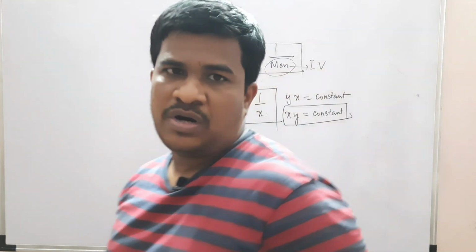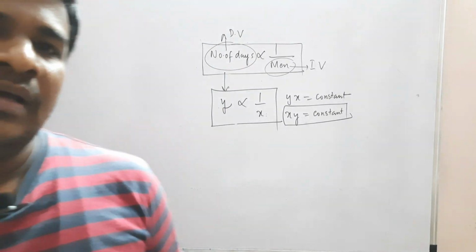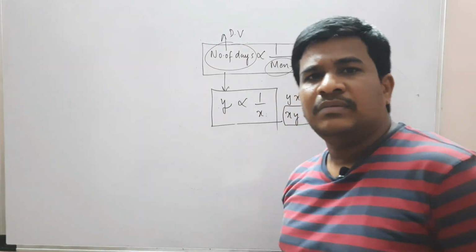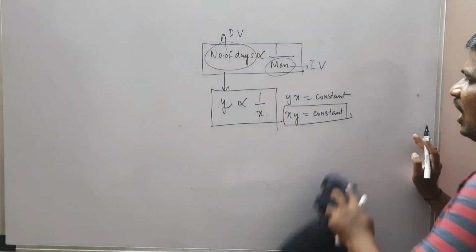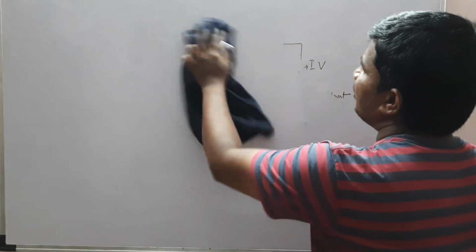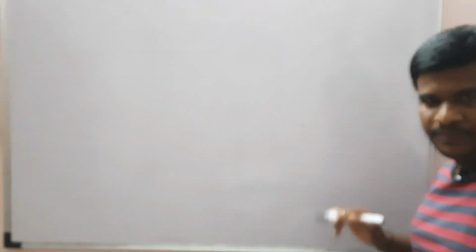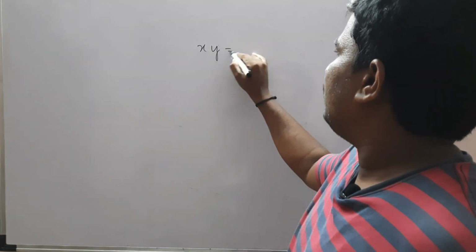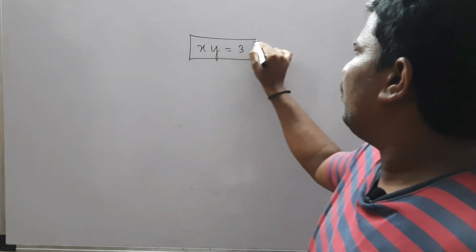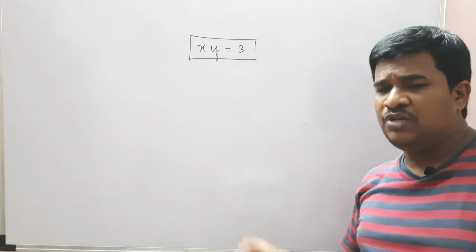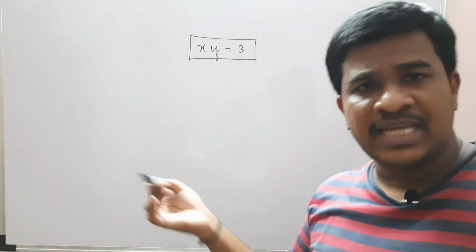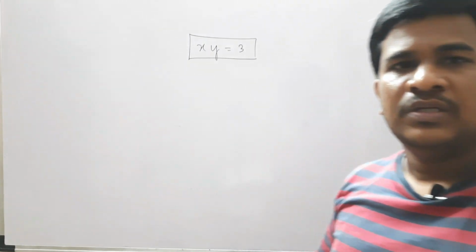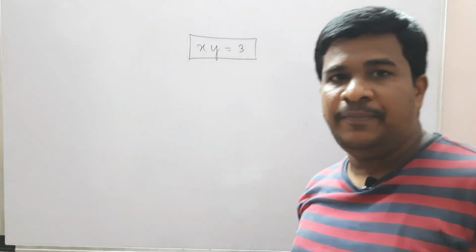So xy is constant. Let us see how the xy equal to constant graph comes. For this purpose, let me take xy equal to 3. Of course, you can take xy equal to 4, xy equal to 5, anything you can take. For my convenience, I am taking xy equal to 3, so that I can explain in a better way.